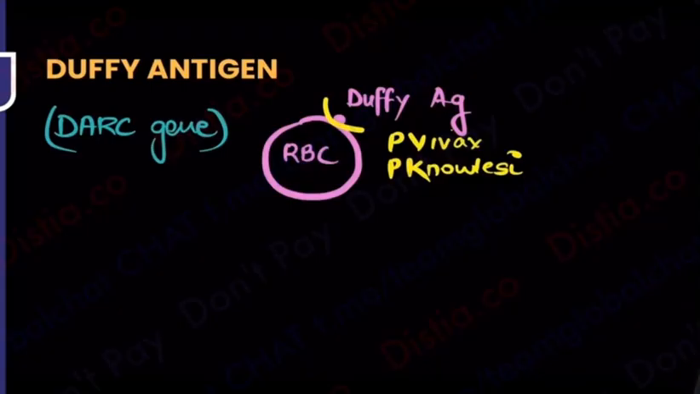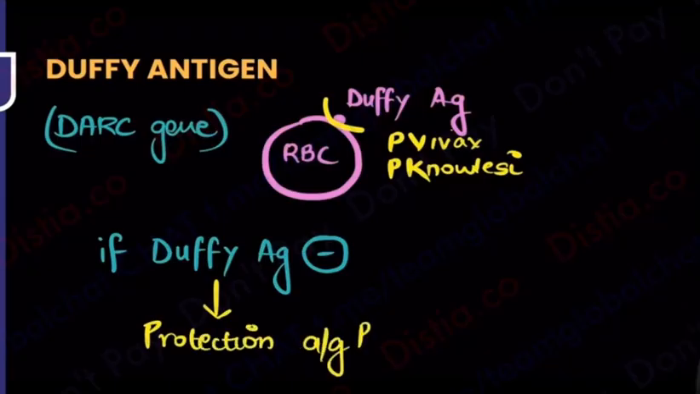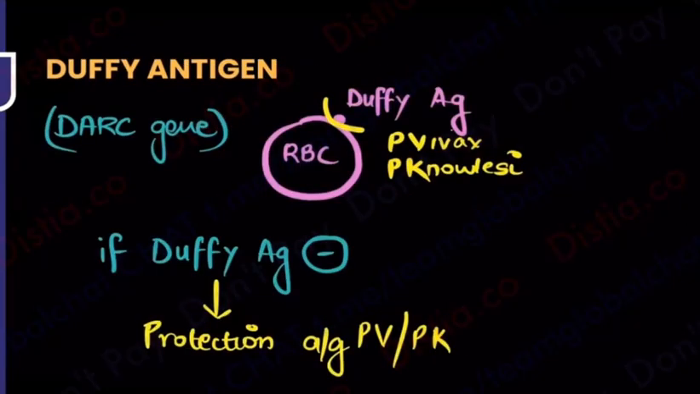So these two enter via the Duffy antigen. That means if people are Duffy antigen negative, will vivax and knowlesi ever be able to enter? No, and that basically means there is going to be protection against Plasmodium vivax and Plasmodium knowlesi. If Duffy is not there, they won't be able to enter. As easy as that. What all antigens have you done? You've done the main A, B and O. You've also spoken about their absence in Bombay. You've spoken about the Lewis antigen, the Duffy antigen, the Kell antigen.